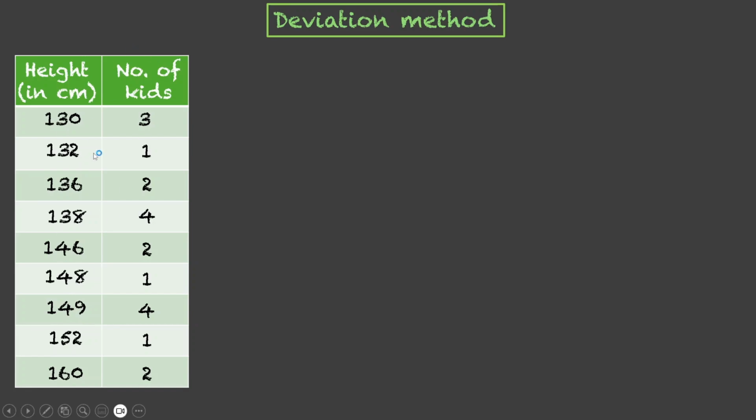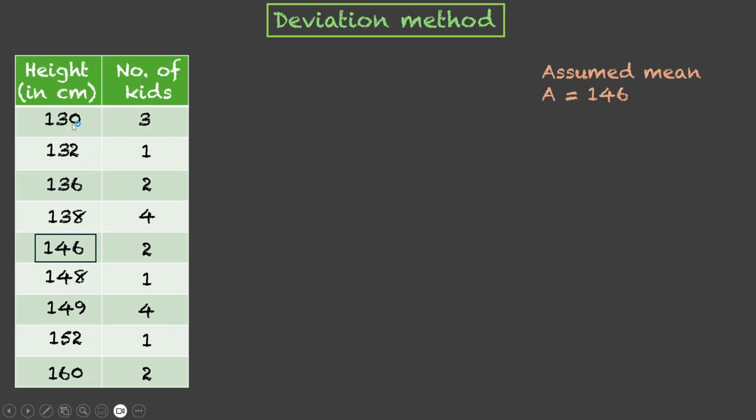So this is our data set, right? We have 9 values over here. We can choose any one assumed mean from it. Let's say we are choosing 146 over here. Let's highlight this. Now you can choose any of these values as the assumed mean, okay?